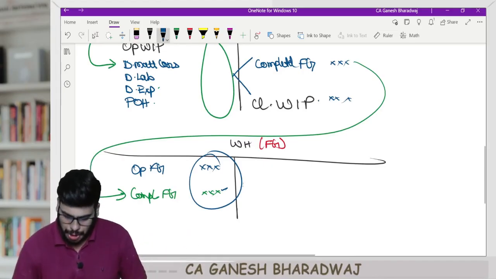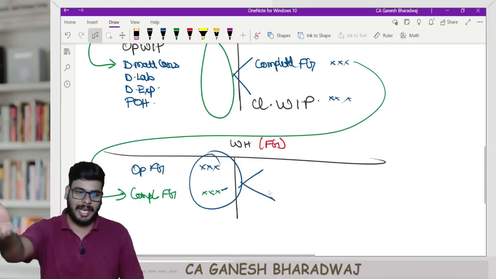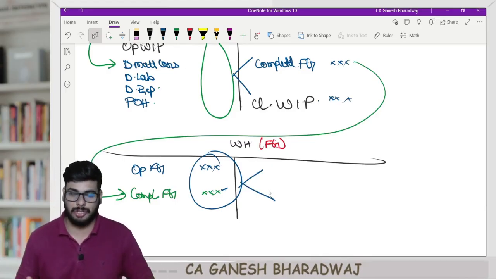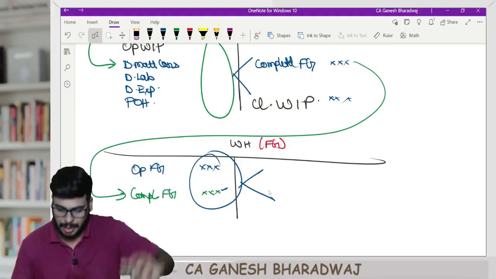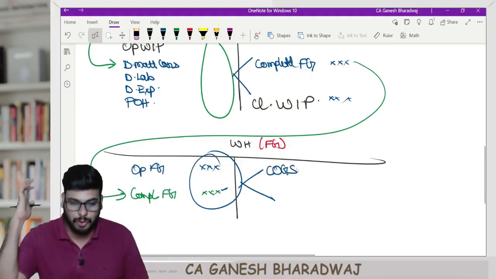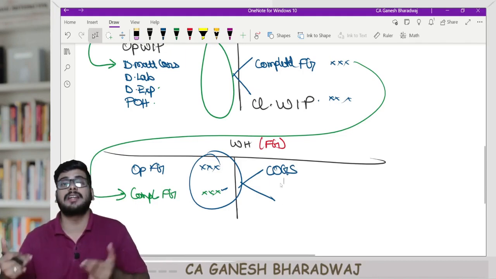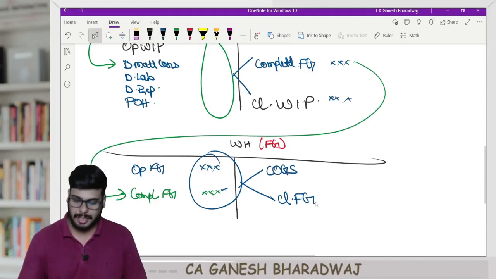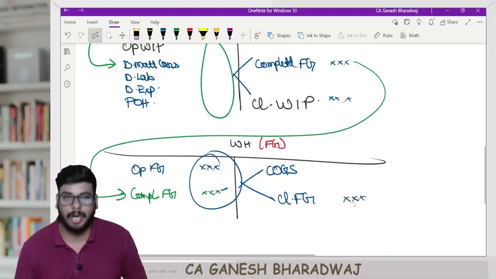Now out of this, some units you can sell, some units will remain as a closing stock of FG. So the units that you sell is called COGS, which is nothing but cost of goods sold, while the units that are remaining unsold is called closing FG. Are you clear with this, guys? So this is how it looks like.